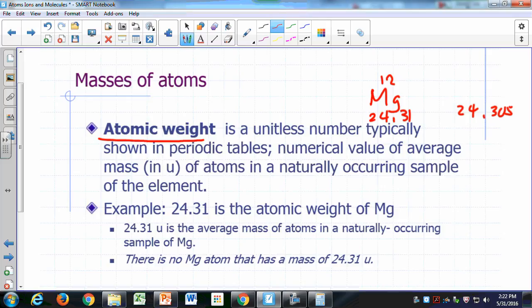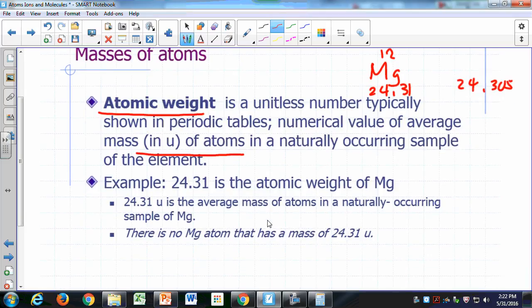It's actually a unitless number. That's just the numerical value of the average mass of the atoms in a naturally occurring sample of an element. So we say 24.31 or 24.305 is the atomic weight of magnesium. That's actually a relative number. That doesn't have any unit. In fact, that's also the average mass in a naturally occurring sample of magnesium. There isn't a single magnesium atom that has that mass.